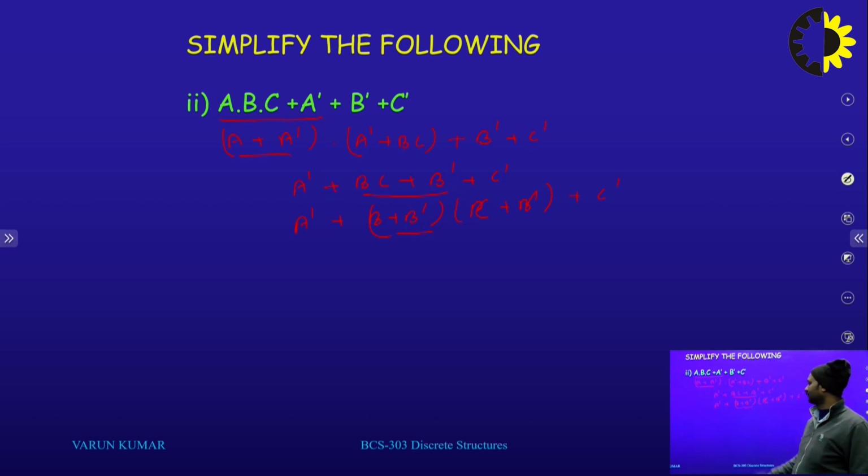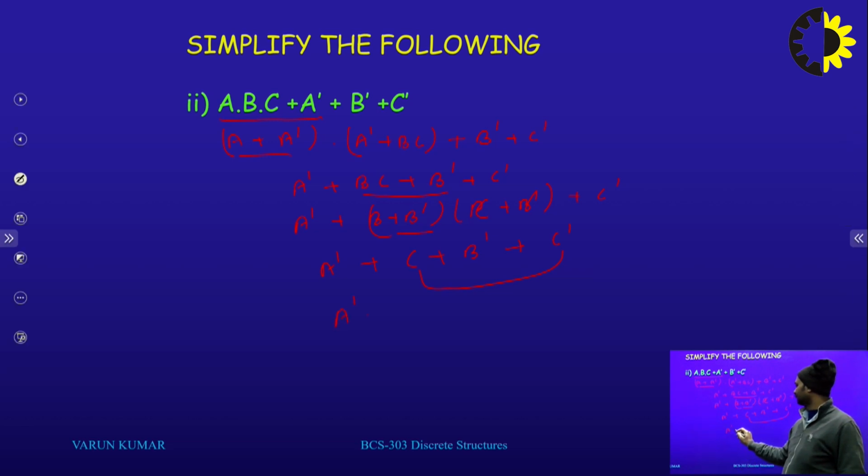Again this is 1. Then what is the result? A dash plus B dash plus C plus C dash. C plus C dash becomes 1. A dash plus B dash plus 1, and 1 plus x becomes 1. So we simplify this particular expression.